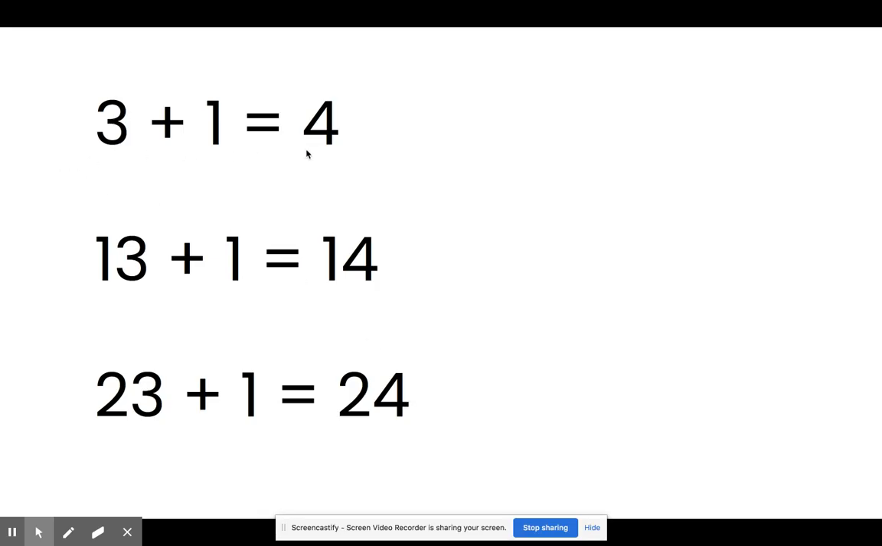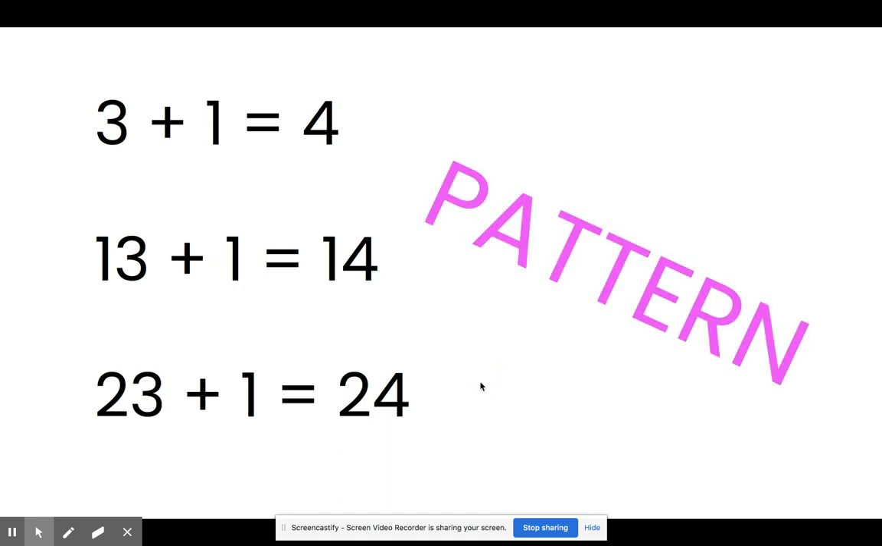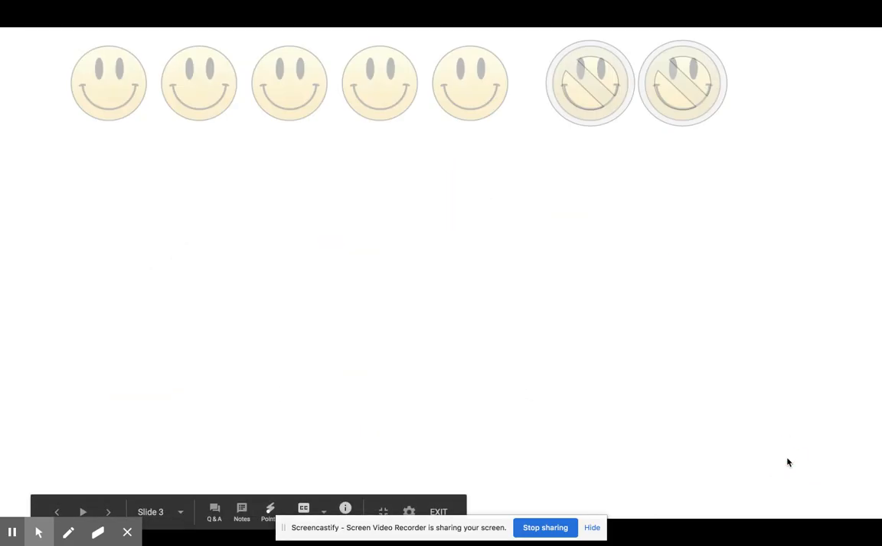So 3 plus 1 equals 4. 13 plus 1 equals 14. 23 plus 1 equals 24. And again, even in our answer, our 1s are staying the same, but the 10s are increasing by one group of 10 each time. When we find these types of situations in math, these are called patterns. Patterns in math are important. When you look for and find patterns, it will help you as you're trying to solve problems in math.